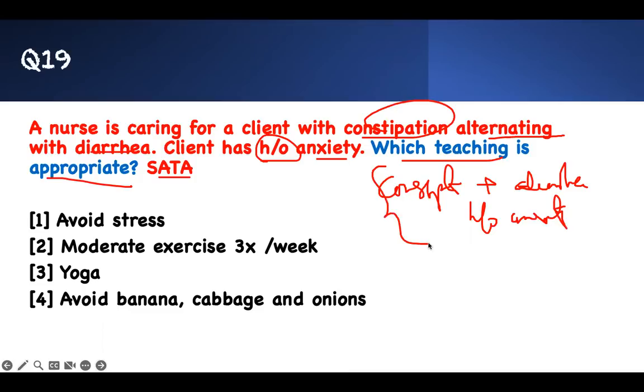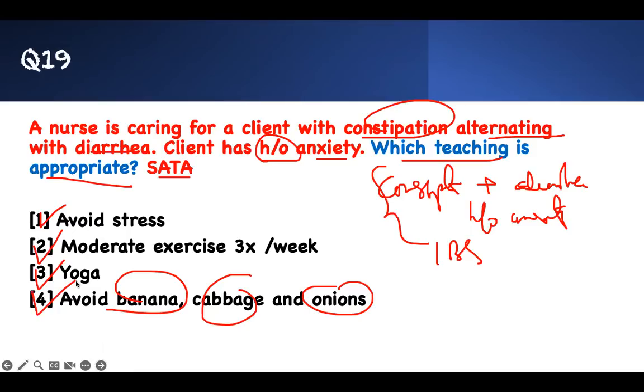What do you think the diagnosis is? This is irritable bowel syndrome. What teaching do you tell them? Avoid stress, exercise, do some yoga, and avoid gas forming food. These are all gas forming foods, so you should avoid all of them. This is the teaching you provide for IBS. Avoid these gas forming products, exercise to reduce your stress, and do some yoga. These are all exercise relaxation techniques. So that's what you do. All of them are right.